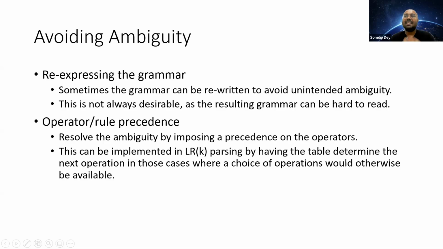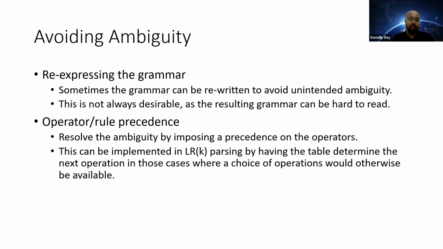So in case you do end up having ambiguity in your grammar, what can you do, right? As I have mentioned, avoiding ambiguity is very important. The way is you need to come up with a solution. One of the solutions is re-expressing the grammar, where sometimes the grammar can be rewritten to avoid unintended ambiguity. Now, this is not always desirable as the resulting grammar can be hard to read.